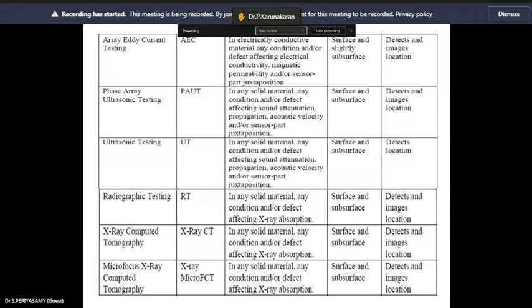So you have all the normal types of testing: visual testing, leak testing, liquid penetrant testing, process compensated resonance testing, electrical impedance tomography, alternating current potential drop, eddy current testing, then array eddy current testing, phased array ultrasonic testing. The ultrasonic testing detects and locates defects. It gives surface defects and location as well as subsurface. So this is the list of tables used for that. This type of thing you can also use for inspection and testing.